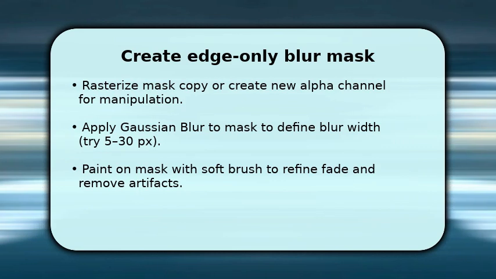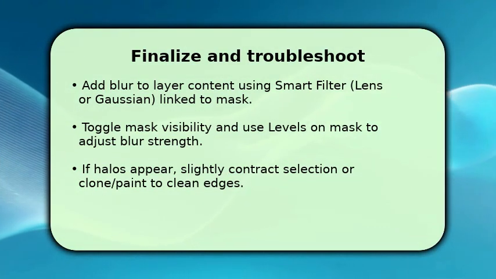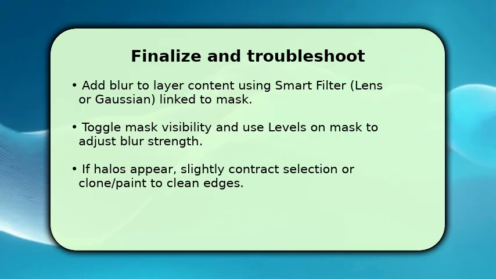Finish by applying the desired blur to the duplicated layer as a smart filter so you can tweak it later. Choose Gaussian or lens blur for natural rendering. Make sure the filter uses the blurred mask as the filter's selection. If needed, copy the mask into the Smart Filter mask slot.